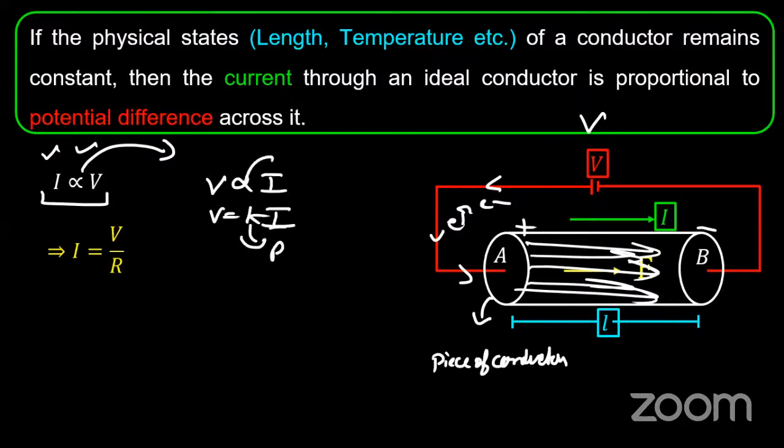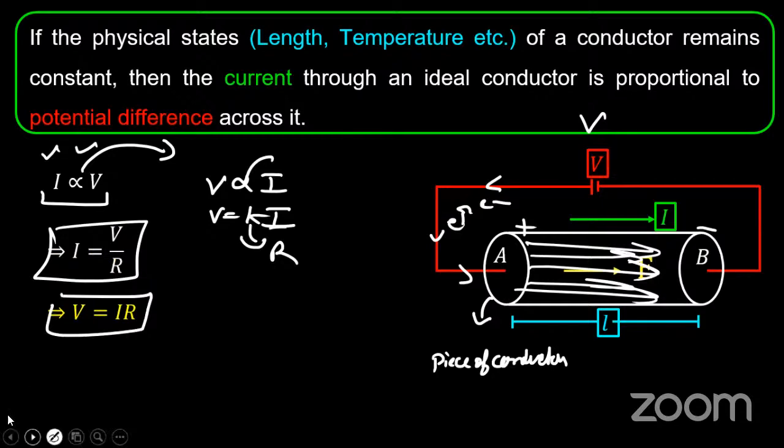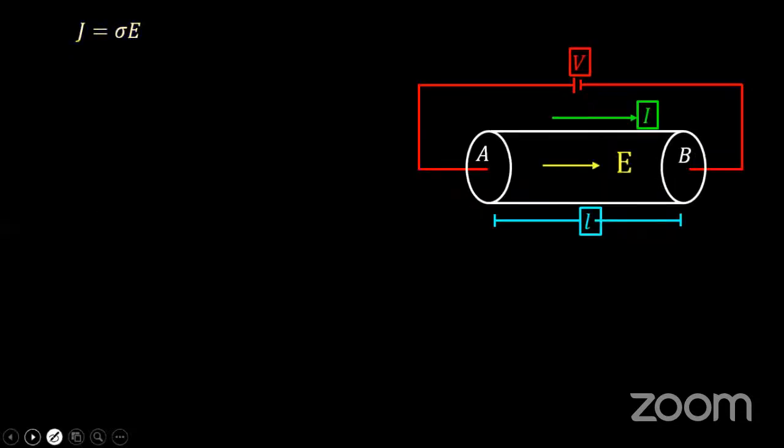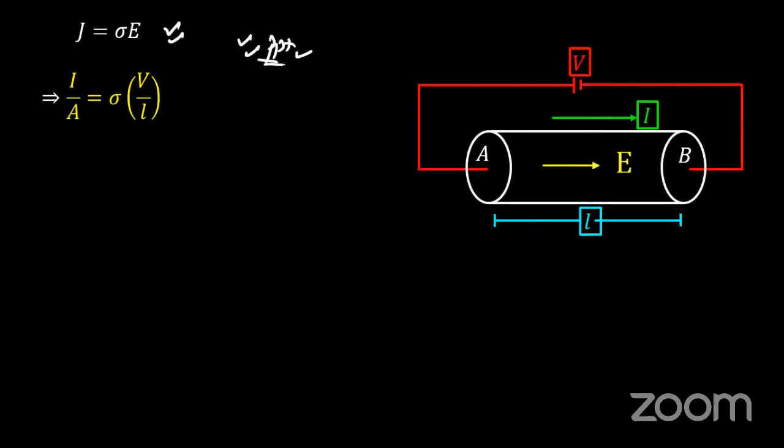Where this K is basically R, that is V equals IR is the law here. This is Ohm's law. R is resistance. Now you know one more law, that is J equals sigma E. In the previous PPT, we have seen that J is known as the current density, sigma is the conductivity, which is basically 1 upon resistivity.